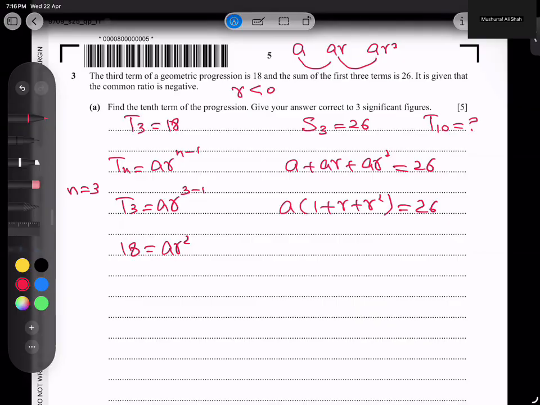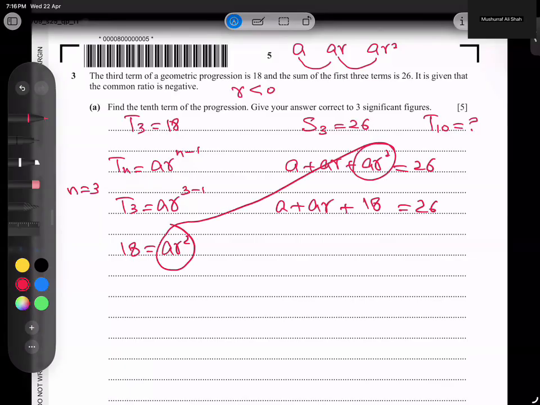And taking A common from here, I get A times (1 plus R plus R square) equals 26. Now, first of all, you can check: does AR square match or not? Yes, it matches. So I can take AR square replaced by 18. From 26 minus 18, I get 8. So A plus AR equals 8, I got it.